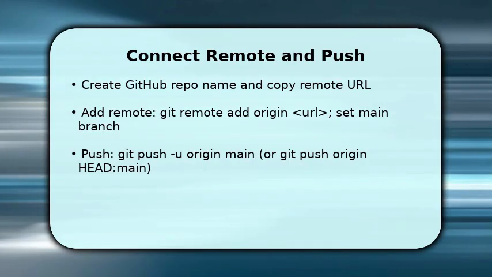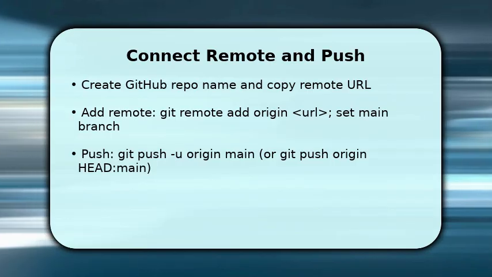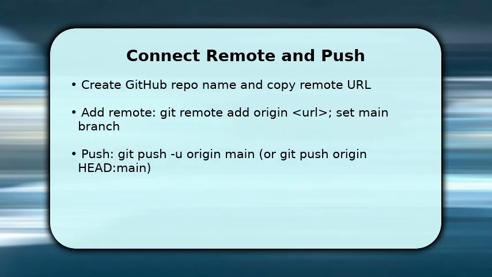If your branch is master or main, rename or set the upstream: git branch -m main. Then push with git push -u origin main to send commits and set tracking. If authentication prompts appear, use your PAT for HTTPS. Finally, work with branches and complete changes.